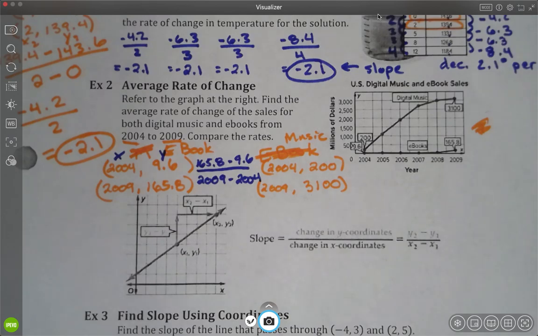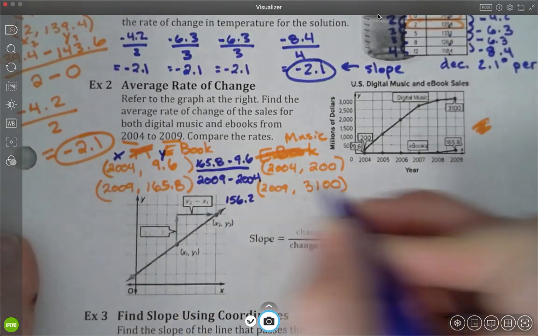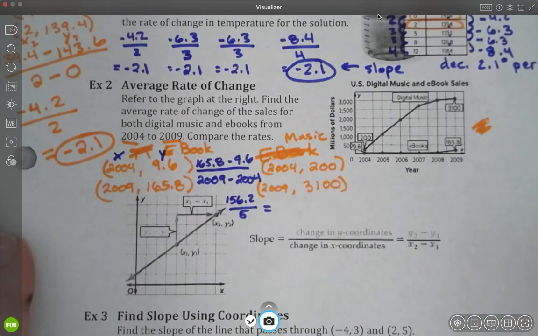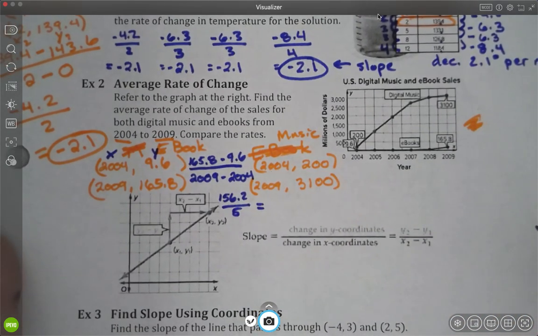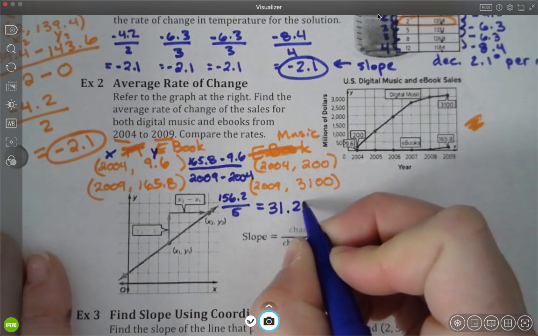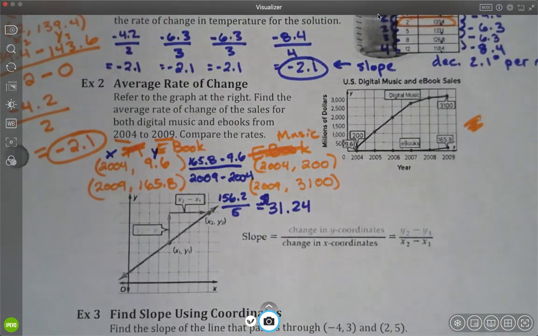156.2. Yes, 156.2. And then 2009 minus 2004 is 5 years. So what is that per year if I divide that out? 156.2 divided by 5 is 31.24, you're right. So that is the amount of dollars that ebooks increase per year.